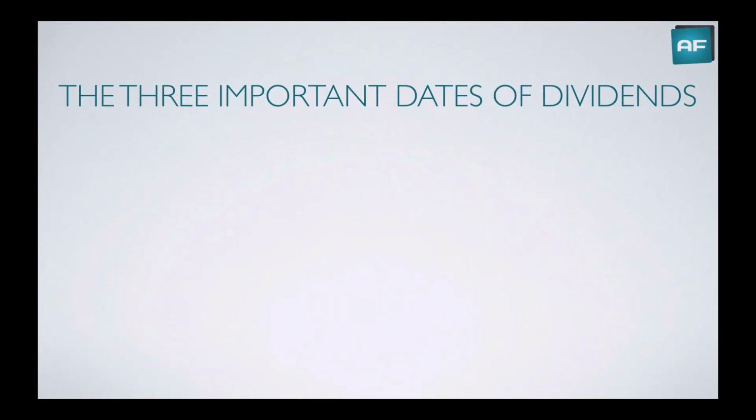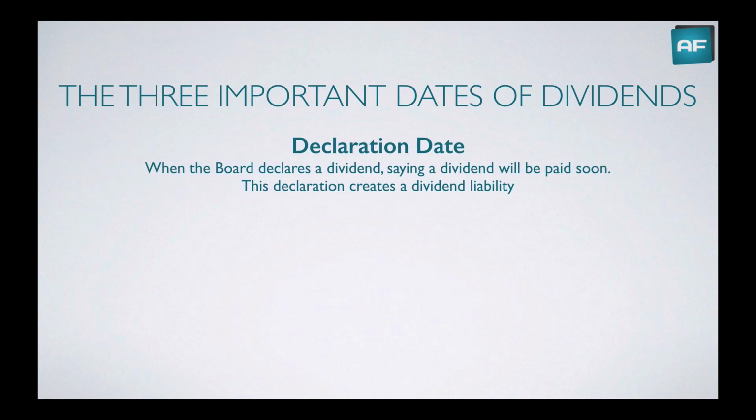Okay, now there are three important dates of dividends. The first is the declaration date. This is when the board declares a dividend, saying a dividend will be paid soon. This declaration creates a dividend liability. So perhaps in the real world, the board will meet on a certain day or evening, they'll agree to a particular dividend amount and what day they're going to pay it. Then they'll put a notice out to the market, so it's public information, and that is the declaration date. From then on, there is a dividend liability.